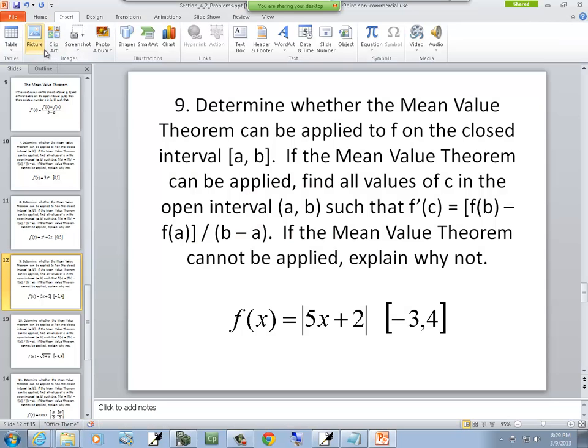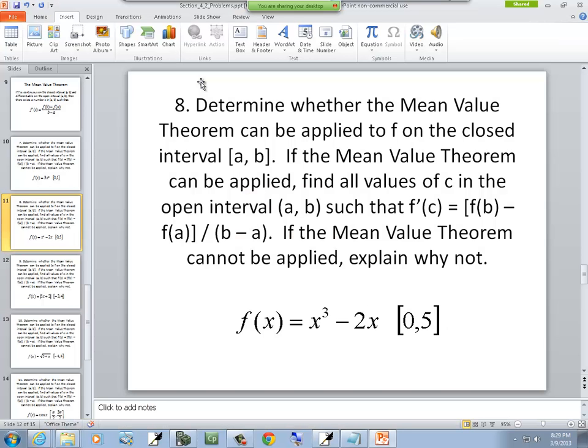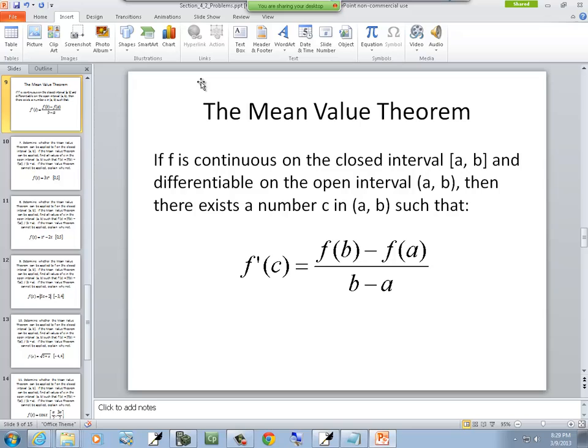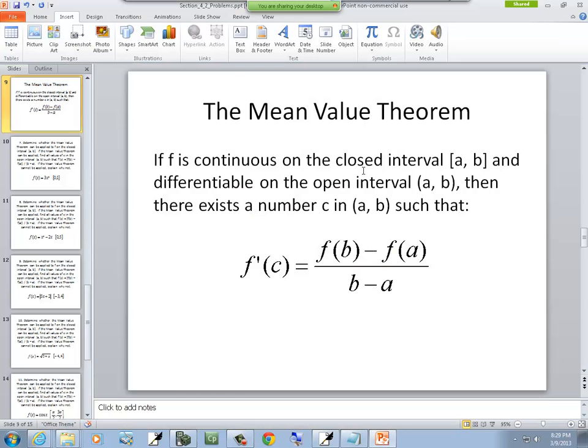We got f of x is equal to the absolute value of 5x plus 2 between negative 3 and 4. The first condition, see if you can use it. f is continuous. Well, it's continuous from negative 3 to 4, so that's fine. And differentiable on the open interval.